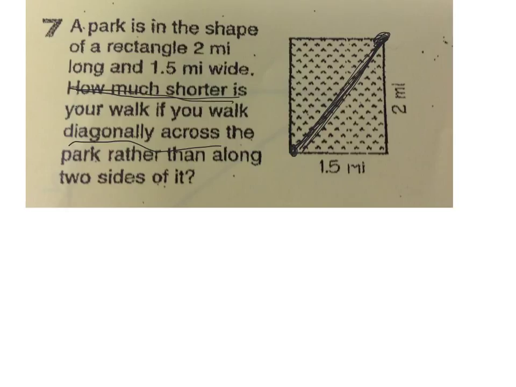So you would need to figure out how far it would be to walk along here. So the 1.5 miles plus 2 miles to walk along the outside, which is 3.5. And then you need to figure out what this length is right here and figure out how much shorter it is. Okay, and then you should find that answer at the bottom of the page.